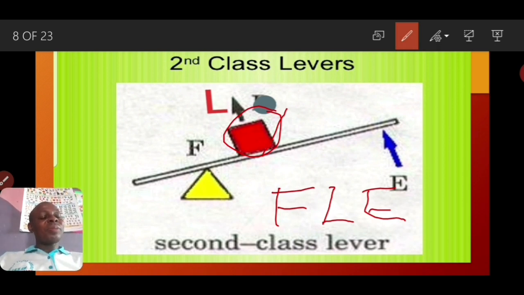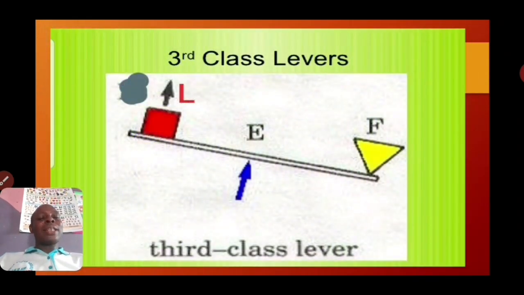Okay. Now let's go to the next one, which is the third class lever. The examples of second class lever: we have the wheelbarrow, the bottle opener, and the nutcracker. These are examples of second class lever. Let's go to the third class lever. In the third class lever, the effort is between the load and the fulcrum.